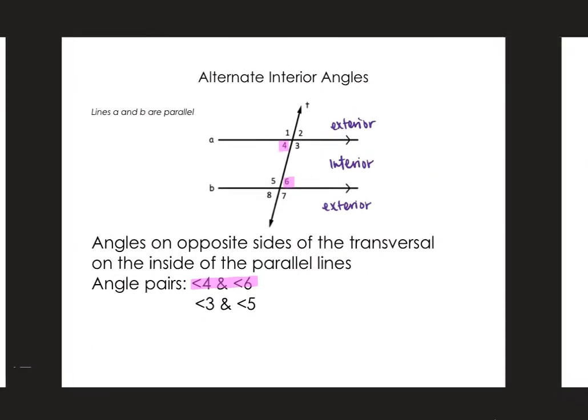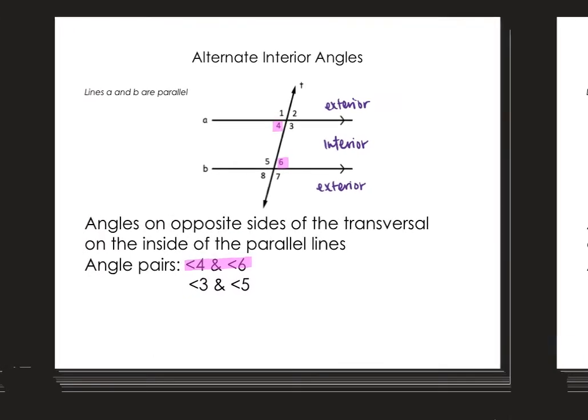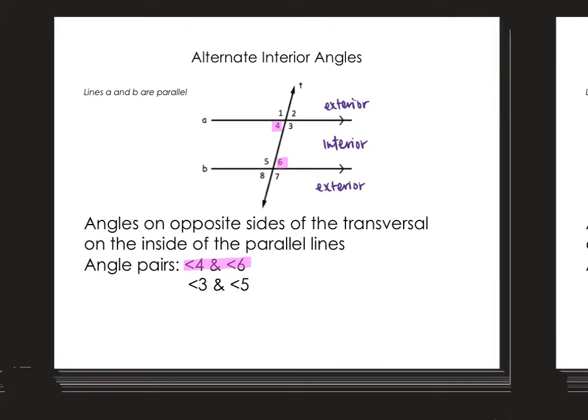The next angle pair are alternate interior angles. So alternate refers to the fact that the angles are on opposite sides of the transversal, and interior means they're both on the inside. So for instance, 4 and 6 are alternate interior because they're on opposite sides of the transversal and on the inside. 3 and 5 would be considered the other pair of alternate interior angles.